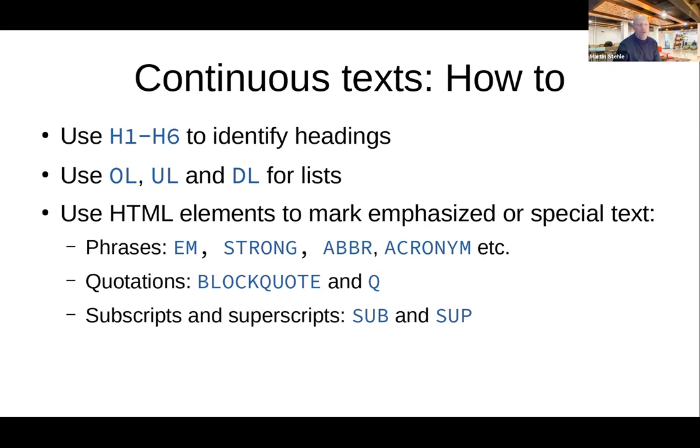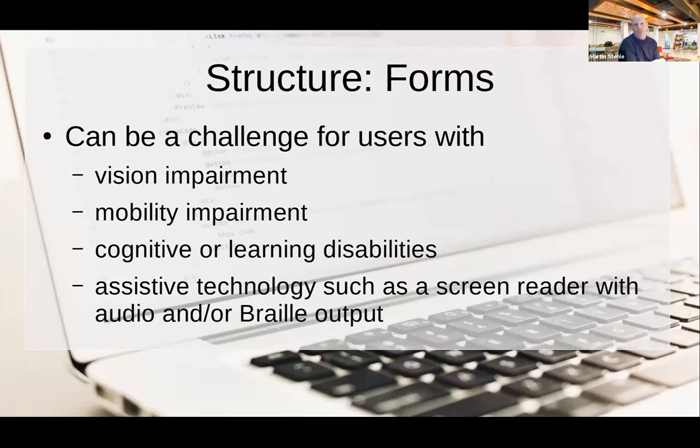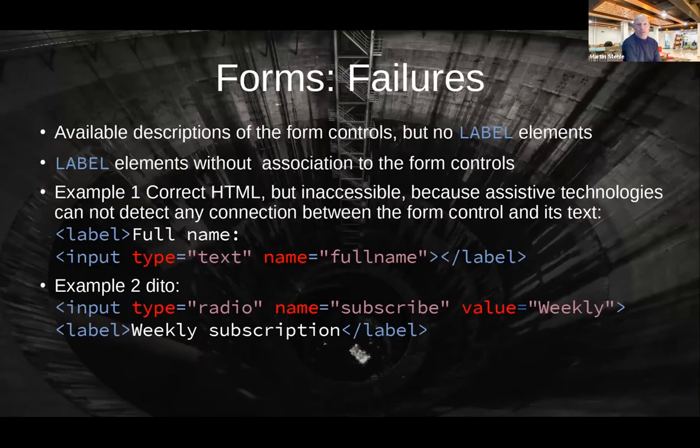Well, now we come to forms. Forms can be a challenge for users with vision impairment, with mobility impairment, with cognitive or learning disabilities, and users who are using assistive technologies. Oh, forms can really be a burden, but you can write accessible forms. Well, what can you do wrong with forms? Well, in HTML, there's an element called label. And the label element provides an association of the form control, maybe a checkbox, and its description.